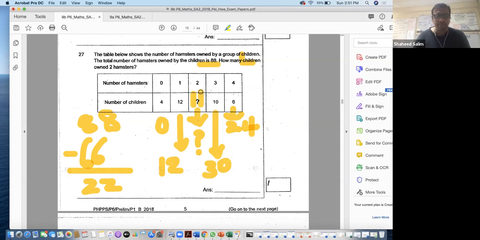Quite tricky, eh? Will you be given such questions? Maybe. Can you do it? Yes, but you have to relax, be calm, believe in yourself. And then you attempt the question, step by step. Don't just read down here, oh, 88 children, 6 plus 8 plus 2, very easy. That cannot.